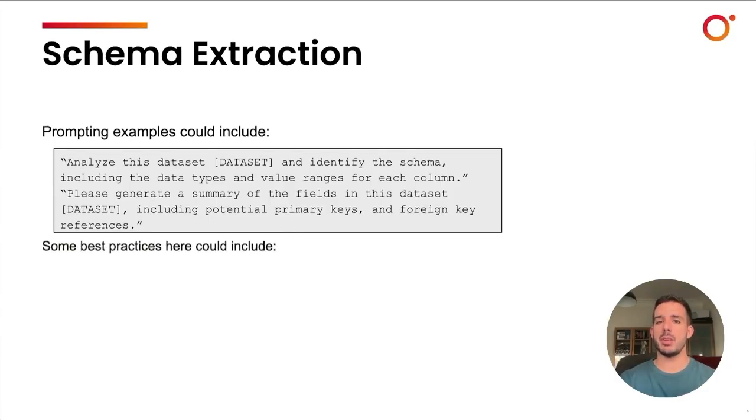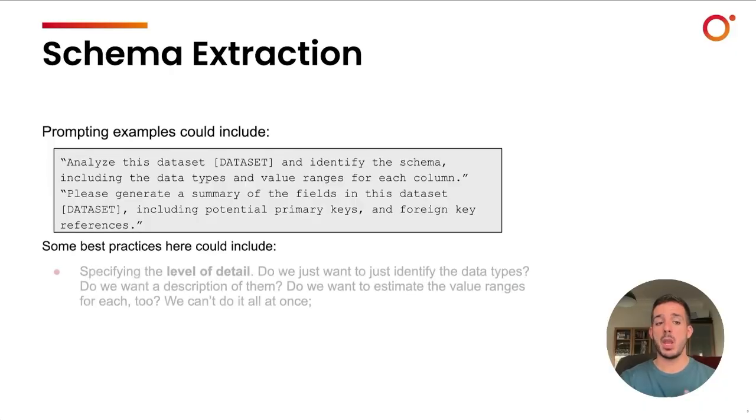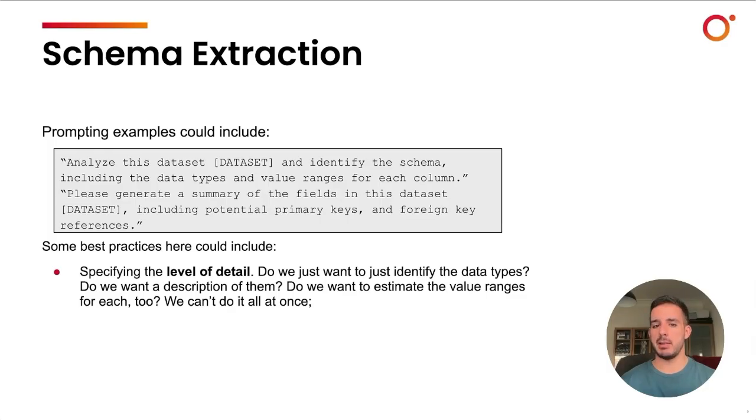And when doing this with generative AI, what are some best practices here? Well, one is specifying the level of detail again, right? Do we want to just identify the data types? Or do we also want a description of these? Do we want to estimate the value ranges for each one? Or do we just want the format in general? We can do it all at once if we have enough computational power in an LLM with a big enough context window, but do take into account that in certain cases, it's better to do certain trade-offs. Maybe you do two passes, for example, where the first pass is just detecting the formats, and the second pass is detecting the specific value ranges, right? So it depends on what you want to do.